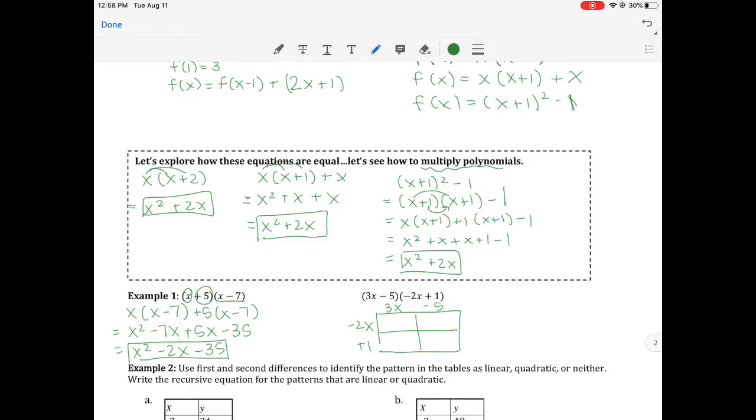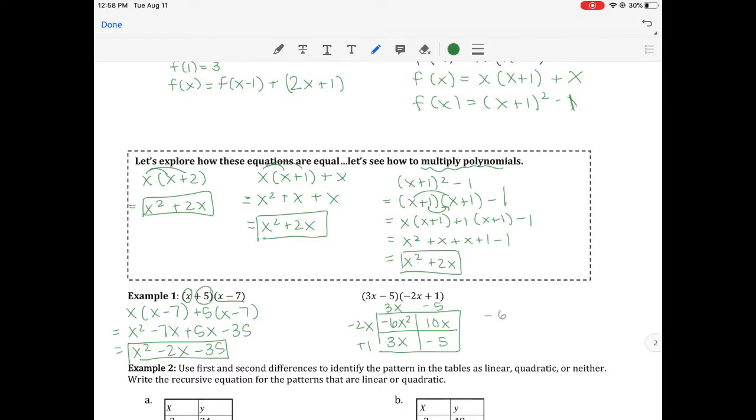So we're really taking the 3x, distributing to both parts, but I'm multiplying this in this box format. So 3 times negative 2 is a negative 6. X times x is x squared. 3x times 1 is just 3x. So I distributed that 3x to both parts. Same with a negative 5. Negative 5 times negative 2x is positive 10x. 1 times negative 5 is negative 5.